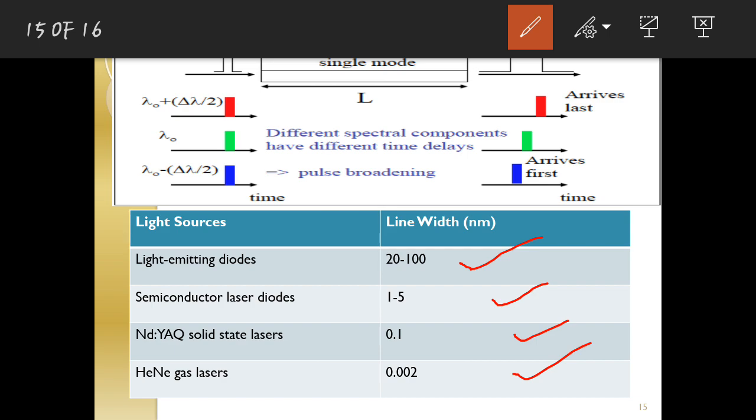Taking the line pulse, the center one is lambda naught. That's the center wavelength. There is no delay in it, so it arrives on time. If you have a delay of lambda by 2, you have introduced some delay, so it arrives last. If you introduce a negative delay, it arrives first. So instead of lambda naught arriving as lambda naught, it will have some group delay. It can arrive either later or faster. Due to this, your pulses will overlap, which leads to the ISI component, which is nothing but pulse spreading occurring in the system.